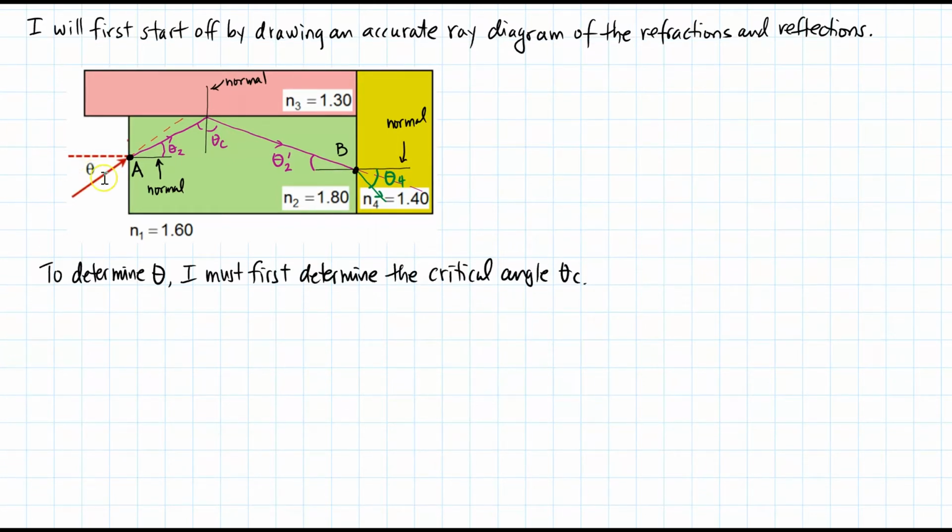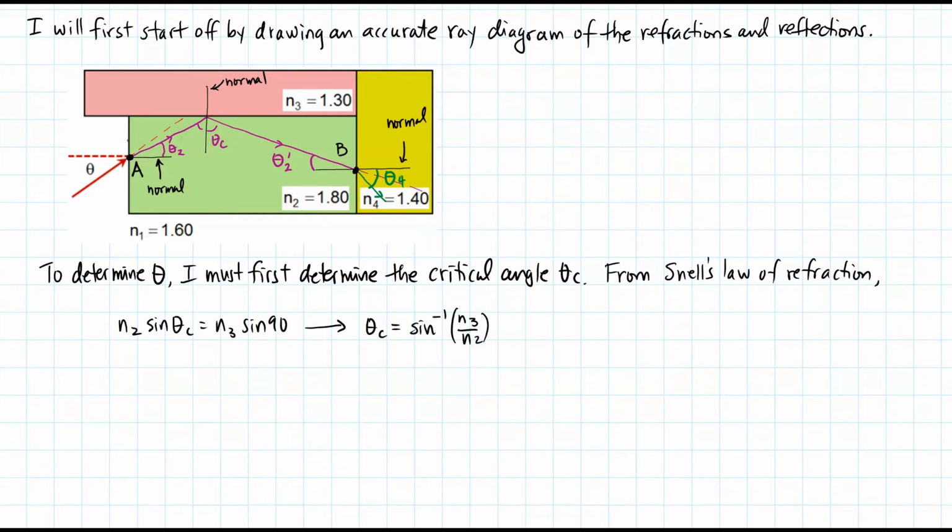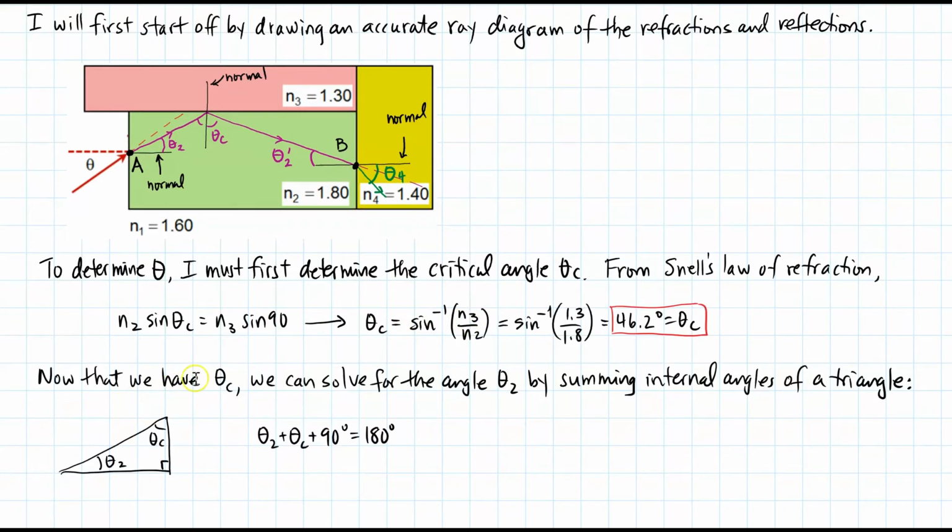To determine this angle theta, I must first determine the critical angle theta c. From Snell's law of refraction, I can see here that the light coming from 2 is going to be n2 sine of theta critical, and then the refracted angle is along the boundary here, which is n3 sine of 90. That implies that the critical angle is the sine inverse of the ratio of these indices of refraction. Now that we have theta critical, we can solve for the angle theta 2 by summing internal angles of a triangle. In other words, the sum of these angles must be 180.